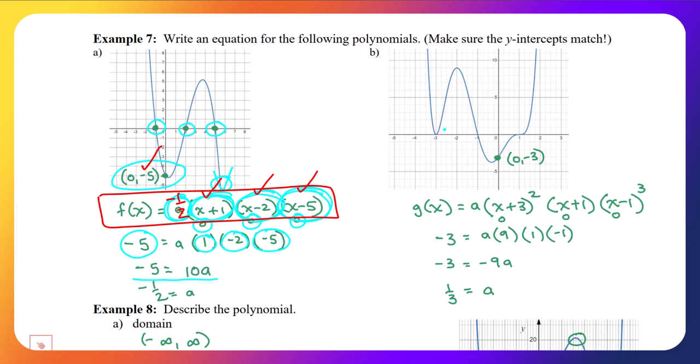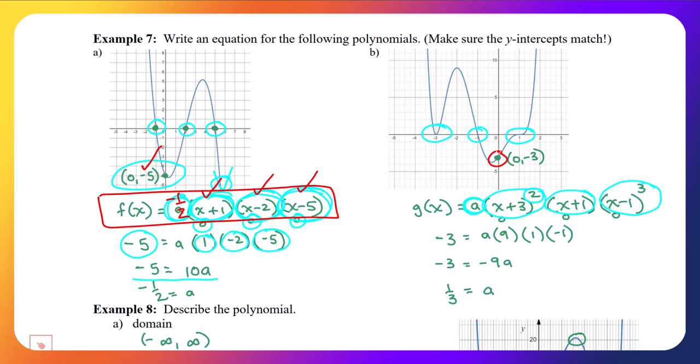Same thing here. This x-intercept of -3, and it bounces, so it appears twice. It goes through -1, x plus 1, and then it goes through 1 like a cubic, a 3rd degree, so it's (x minus 1) cubed. And again, because we want an A for the class, let's put an A in front just to be ready for the next step.